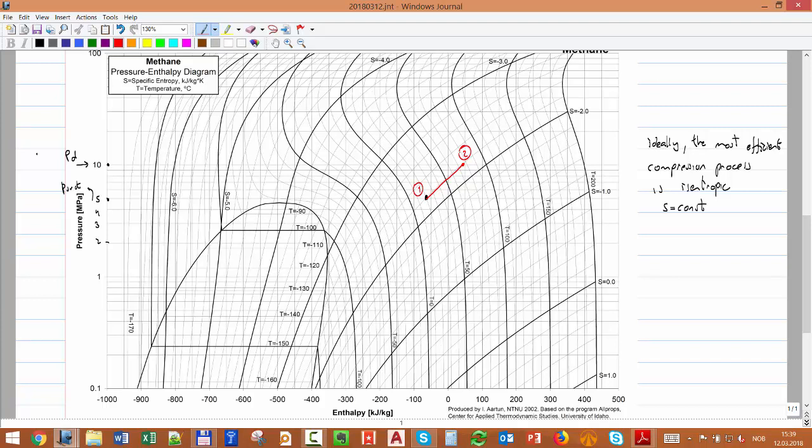What is the outlet temperature for the compressor in the isentropic case? If I was able, and we are not able, to compress ideally, what would be the temperature at the outlet of the compressor? 70, maybe 75, something like that. 75.